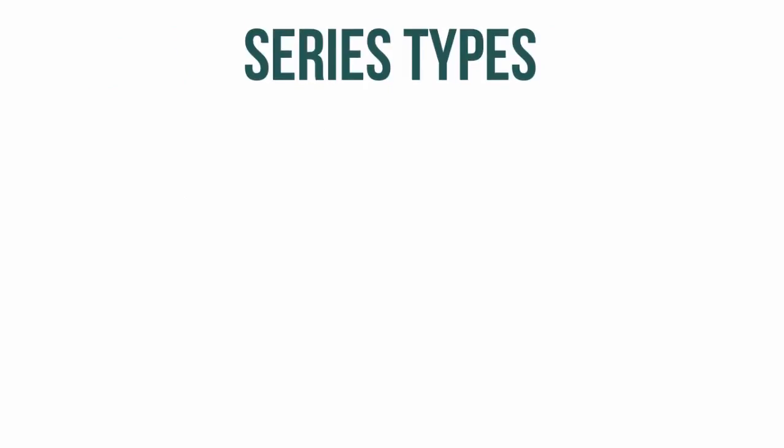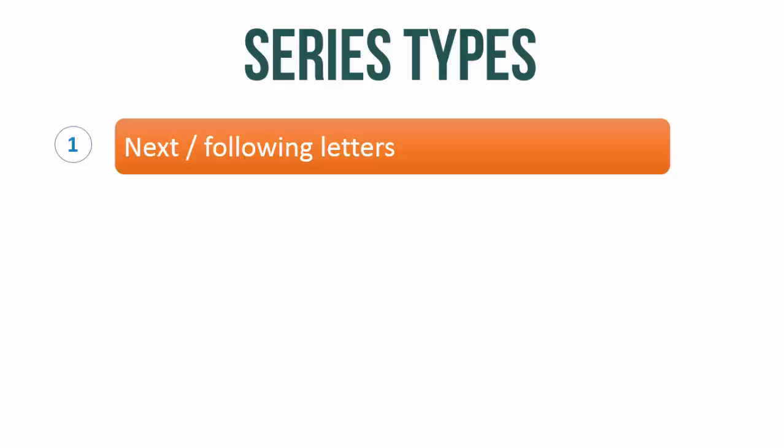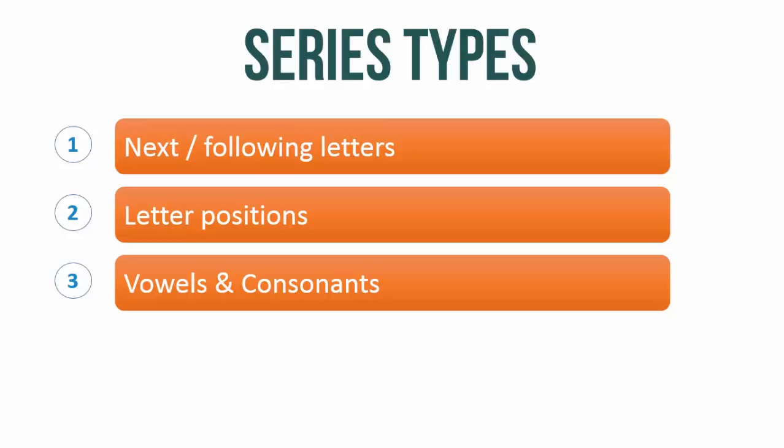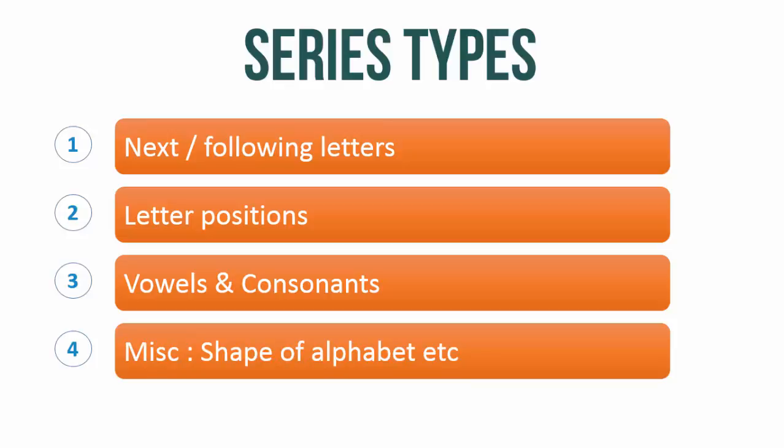Let's look at the different types of alphabetical series on which questions can be asked. The series could deal with the next or following letters, not necessarily immediately following, but following after a certain gap. It could deal with the letter positions in the alphabet, as I mentioned. The series type could deal with a type of alphabet, such as a vowel or a consonant. It could be a miscellaneous series, such as one that deals with the shape of the alphabet. For instance, A is made up only of straight lines, whereas O does not have a single straight line, and so on.